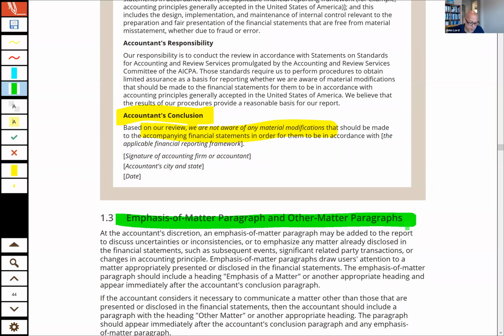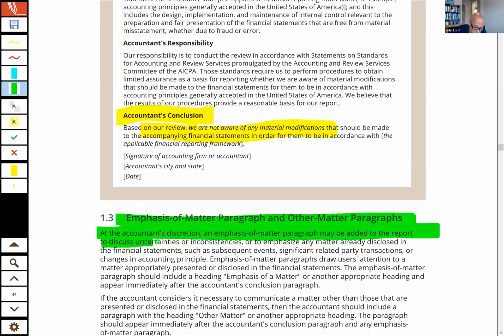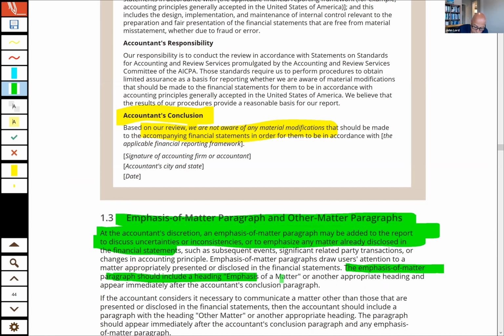If there's something we want to emphasize, at the auditor's discretion, we could add an emphasis of matter paragraph about something already disclosed in the financial statements. Note that the emphasis of matter paragraph should include the heading emphasis of matter, and it would appear after the conclusion paragraph. So notice we're using a structure that's similar to what we learned back in chapter 1. After the opinion paragraph, if we need to, we can add an emphasis of matter paragraph about something that's already included in the financial statements.